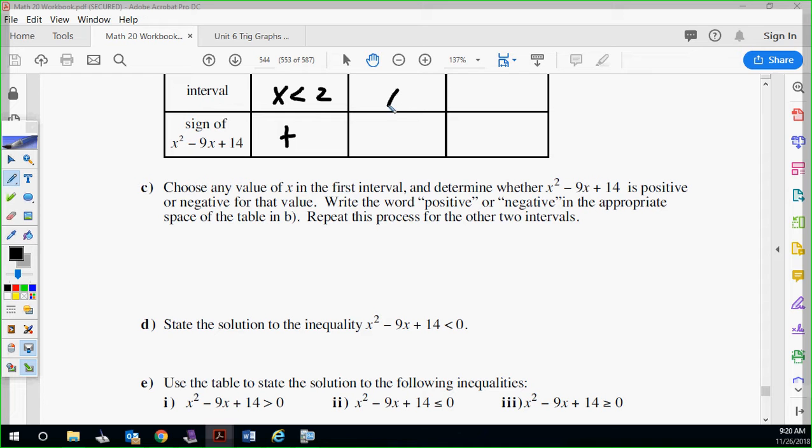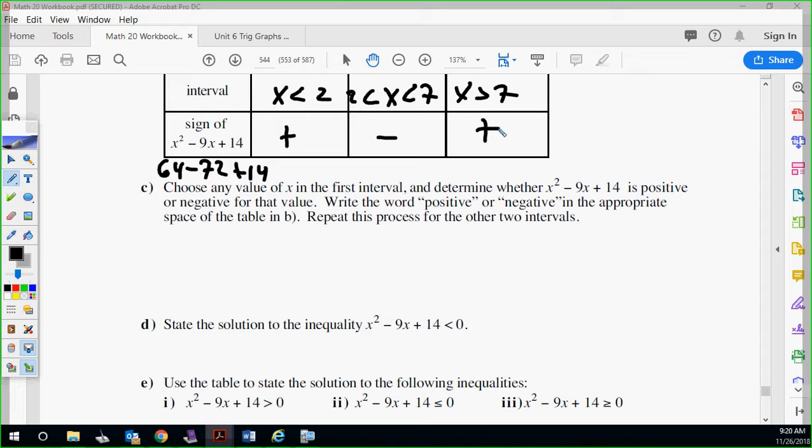Okay? So then if we try greater than 2, less than 7, let's try 3. 3 squared is 9. Minus 9 times 3 is 27 plus 14. I just tested 3. That's all I'm doing. 9 minus 27 is negative 18 plus 14 is negative 4. I get negative. I'm doing a test for my interval. Okay? And then x greater than 7, we can try 8. If you try 8, we get 64 minus 72 plus 14. I get 6, I believe. Negative 8 plus 14, 6, I get positive. And so that's how you test without seeing the graph.